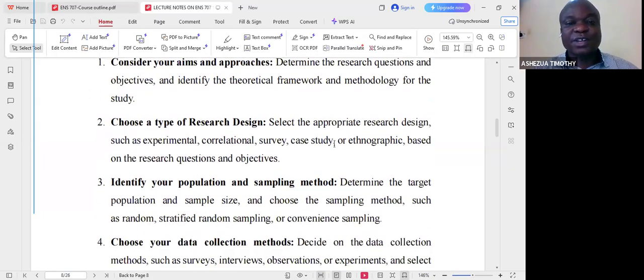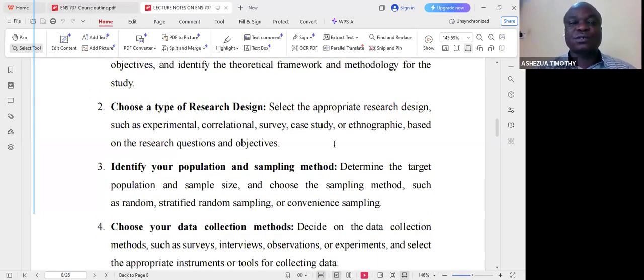Three, you identify your population and sampling method. So determine the target population, which is very important. You have to determine the population and the sample size you are considering. Very, very important. And choose the sampling method, such as stratified random sampling, simple random sampling, and convenience sampling. We're coming to that shortly.